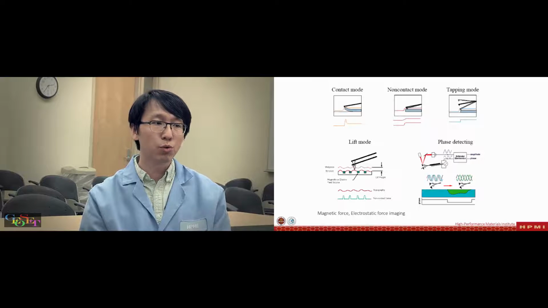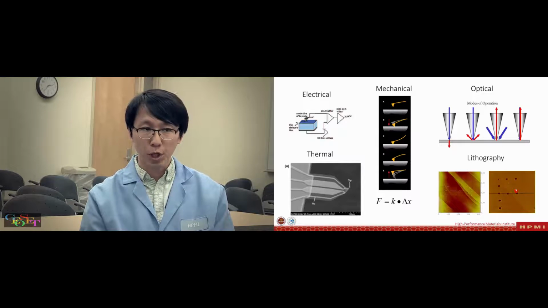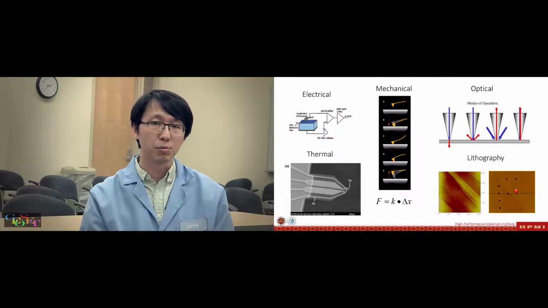Depending on the imaging mode, you can get different images, where we typically use either contact mode or tapping mode for the imaging. Or if you want to use electrostatic force or magnetic force, you have to use a different mode, and then you can get magnetic force imaging or electrostatic force imaging on the sample surface. Not only imaging, other physical properties can also be measured. You can measure electrical properties, and if you have a thermocouple pattern on the AFM tip, you can get thermal properties. It also works as a spring, so you can get some idea about the mechanical properties of materials, and optical properties, and you can also make patterns at the nanometer scale. So there are other applications other than simple imaging.